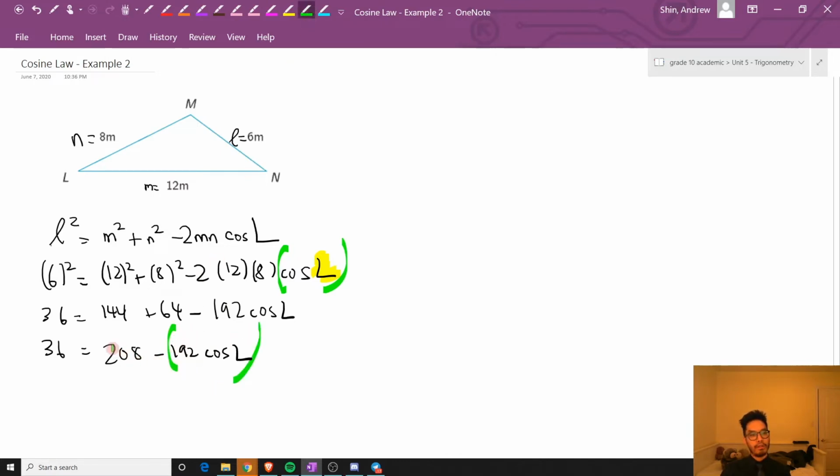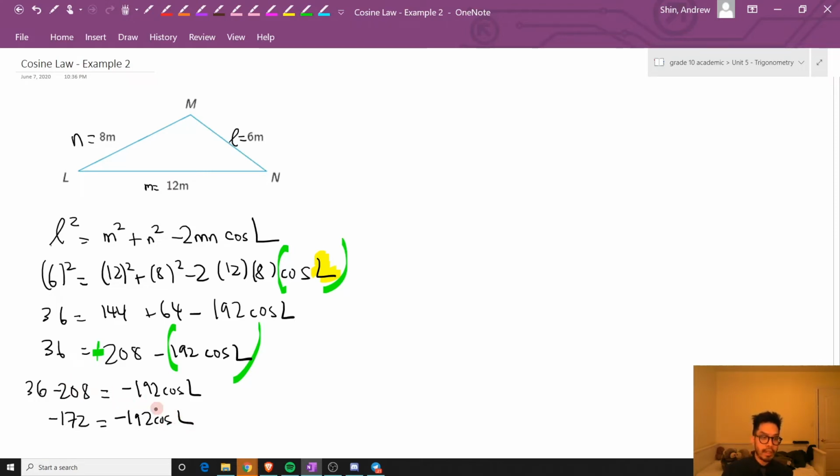Okay, so this is plus 208. To get rid of this, we subtract 208 from both sides. So this would be 36 minus 208 equals negative 192 cosine L. 36 minus 208 is negative 172. Negative 192 cosine L equals negative 172.